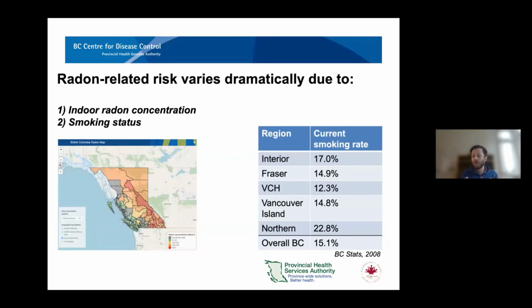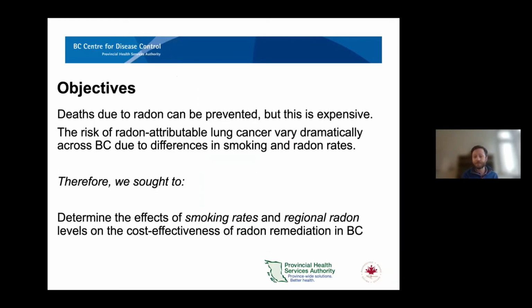So there are two factors that really affect the impact of radon on a community. With that in mind, thinking about how deaths due to radon can be prevented, it's expensive at an individual level, and it varies across BC due to different smoking and radon rates. We have been working to determine the effects of these two factors, smoking rates and regional radon levels, on the cost utility of radon remediation in BC.